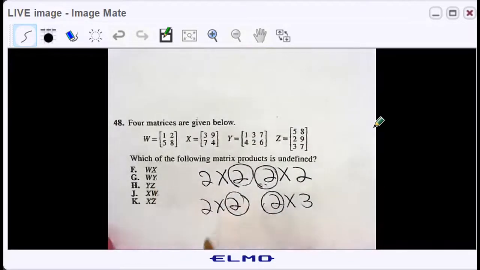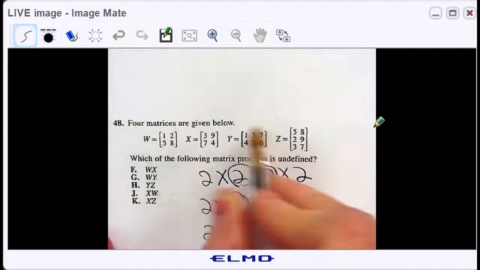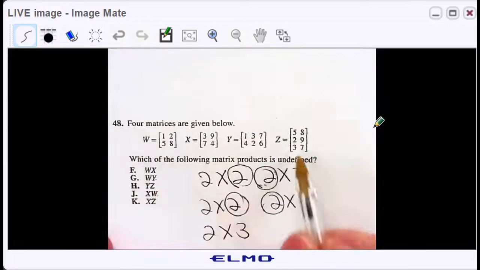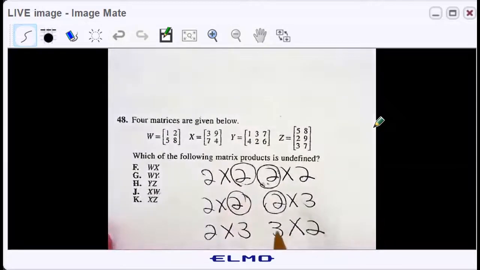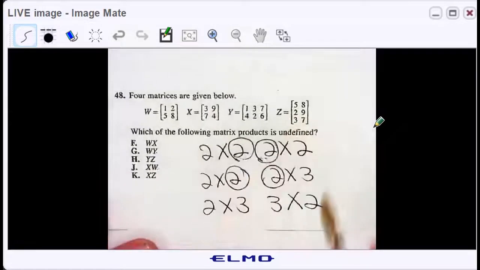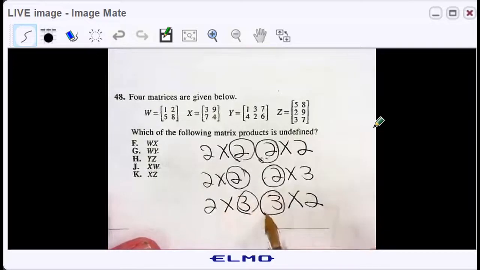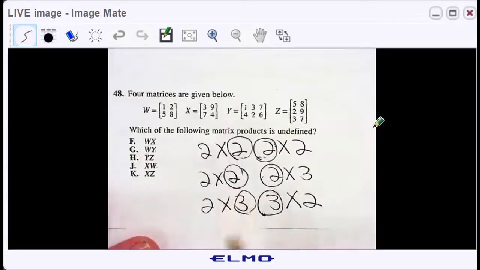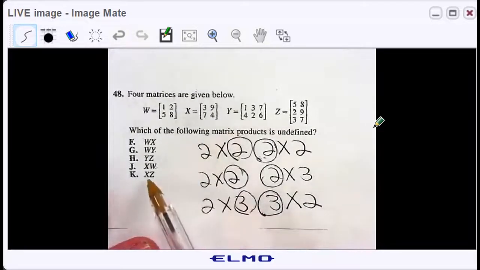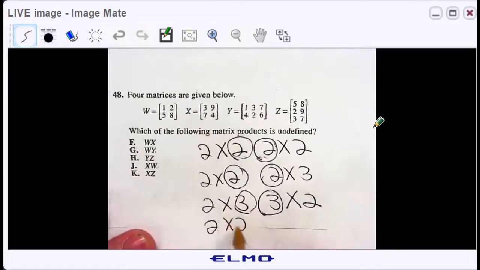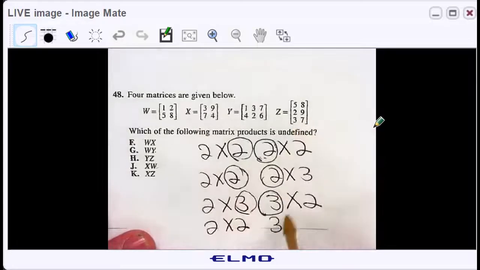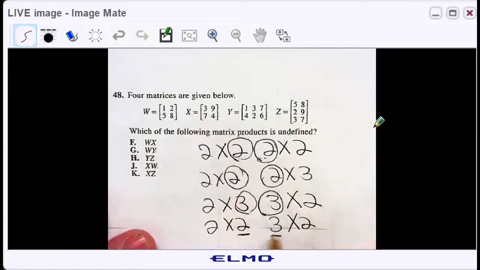The next one is the 2 by 3 matrix Y with Z. And Z is a 3 by 2. Initially you might think that's not possible, but it actually will be because these are the 2 numbers that match. And then lastly, we have the one that won't work, X times Z. X is a 2 by 2, Z is a 3 by 2. So these are the numbers that make that impossible.